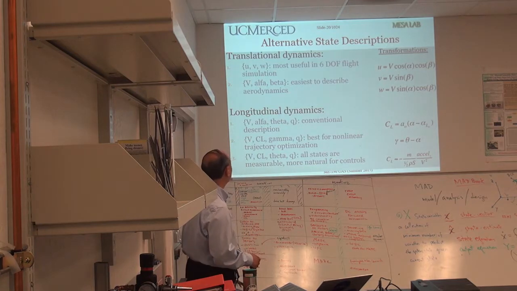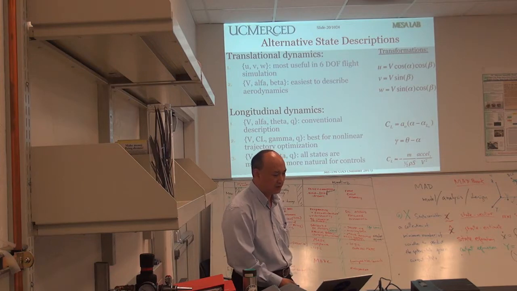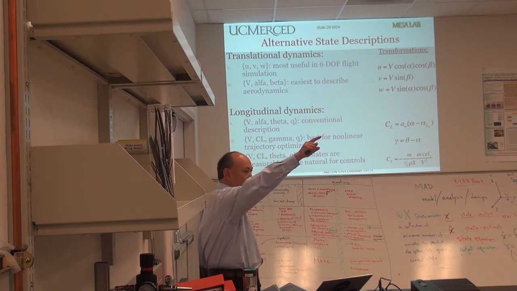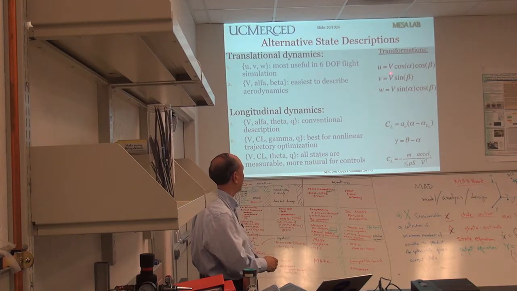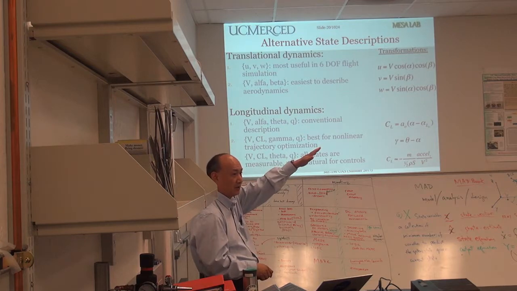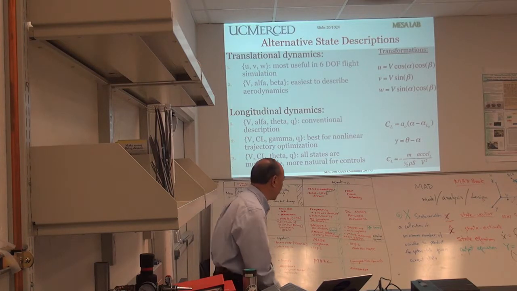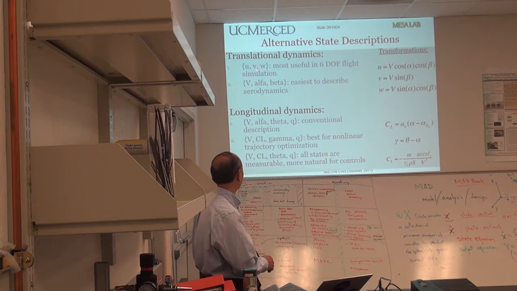In our case, translational dynamics using UVW is the most useful in a 6 degree of freedom flight simulation. But sometimes they use the total speed. Then you project the speed onto UVW. So you can use the speed and a direction, and then project this onto UVW. The alpha and beta are the angle of attack and sideslip. This is the flight angle. So this is V, alpha, beta.